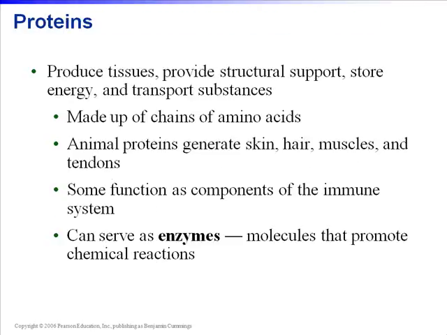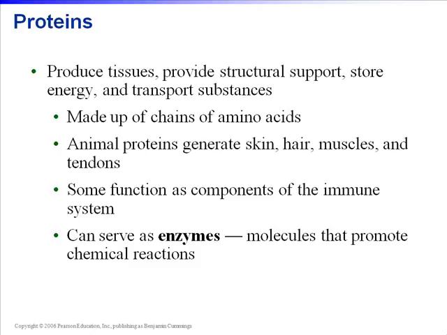Start with proteins. Proteins are made up of long chains of amino acids. They provide structure, transport substances, defend against invaders, carry messages, and promote certain chemical reactions. So proteins produce tissues, provide structural support, store energy, and transport substances. Again, they're made up of chains of amino acids connected together.